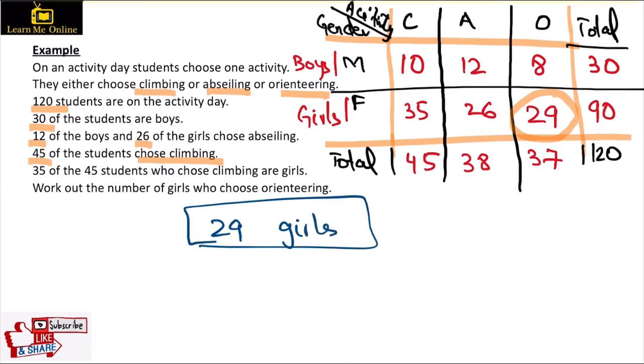Here's the whole explanation on how to read the two-way table, how to fill in the two-way table and then find out the probability from there. Or sometimes when they give you just the information with no two-way table given, then it's how to draw the two-way table first and then find out the probability or the number of students or the number of girls using the two-way table.